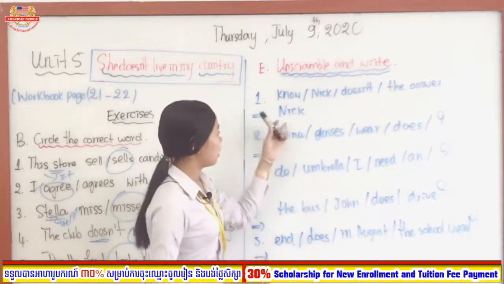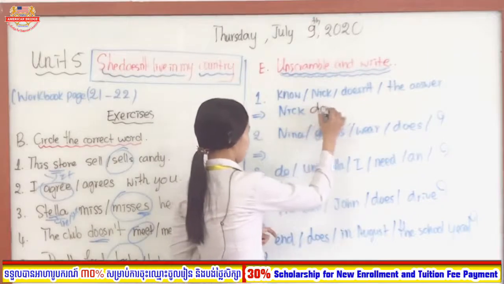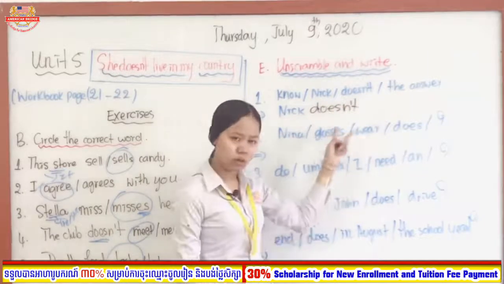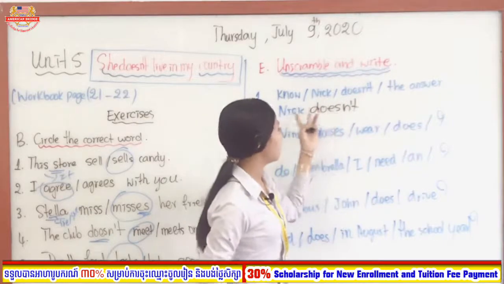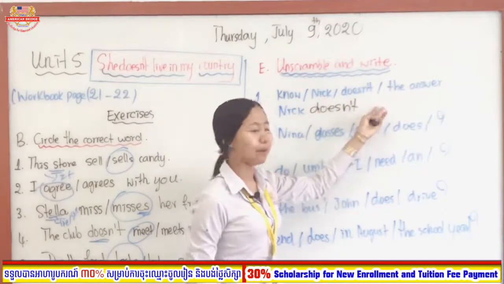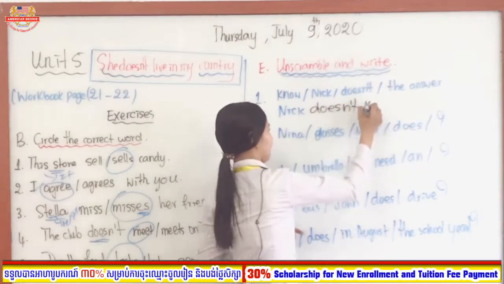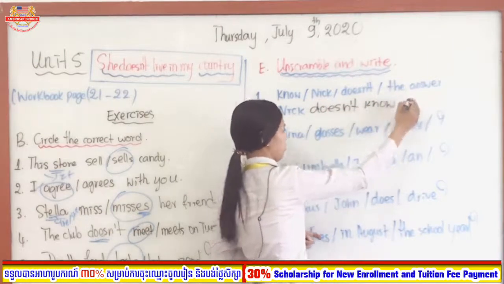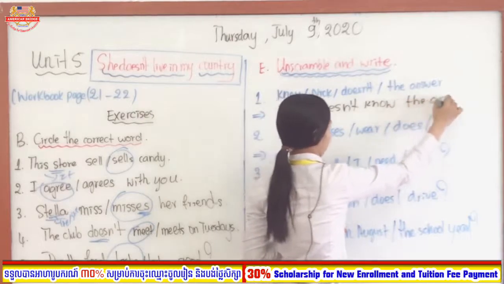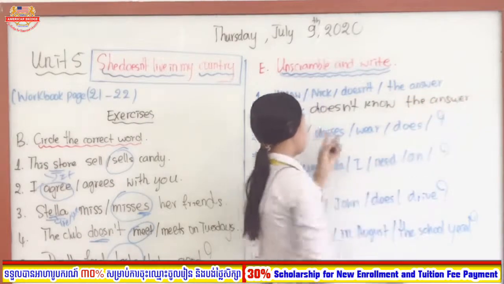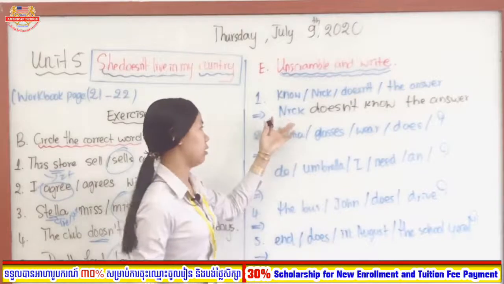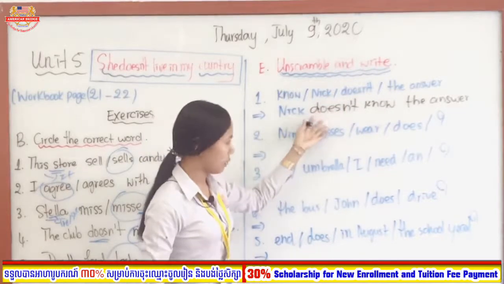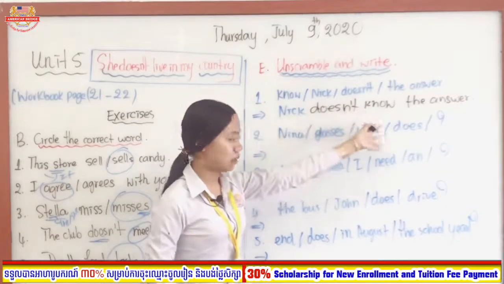So Nick, very good, doesn't or does not, so doesn't in the short form. So Nick doesn't, and then we need a verb, right? So you see no here, because we use it with do or does. So no, and then the answer. Very good. Very easy, right? So when you remember the form, you can actually practice the unscramble exercise. So Nick doesn't know the answer.